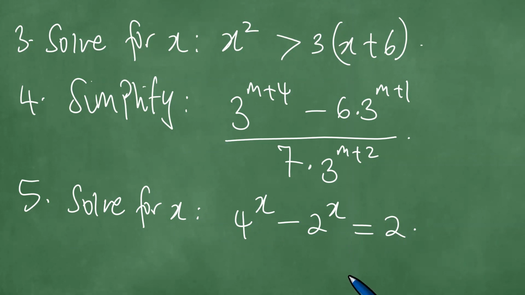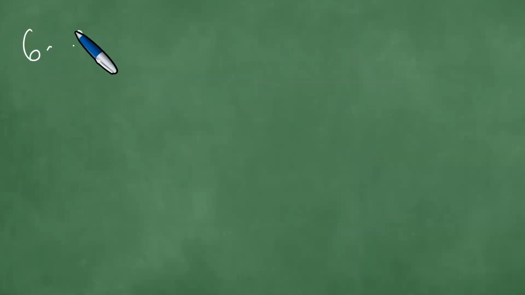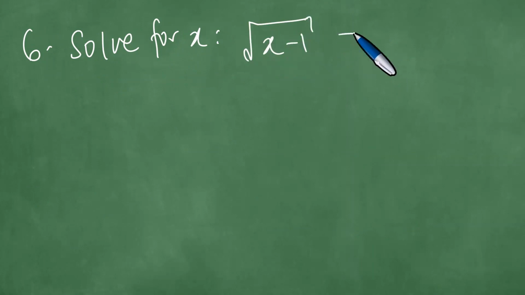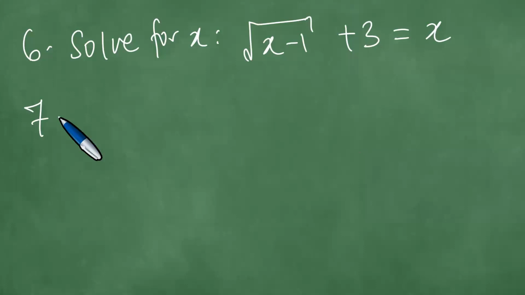We just have those particular questions, and let me see what else to give. But also, let's give number 6. Solve for X given the square root of x minus 1 plus 3 is x plus 7. See what else I can give. Homework.